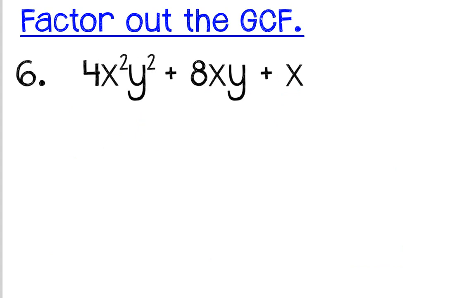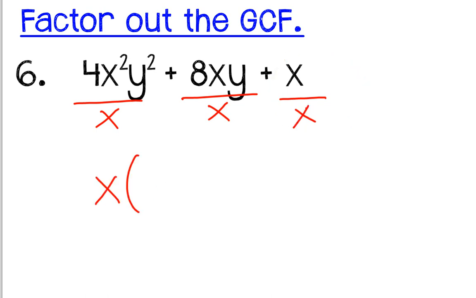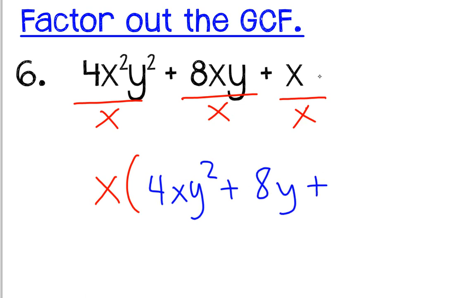Last one for this section. This one's a little bit tricky. 4, 8, and 1. So 1 is my lowest coefficient, so that is my GCF. I'm not going to write it because dividing by 1 doesn't do anything. But they do all share the letter x, and that's it. The third term does not have a y. So x is my GCF. And be careful here, x divided by x is 1 whole.